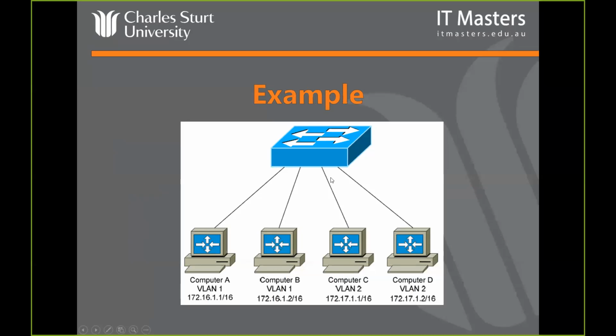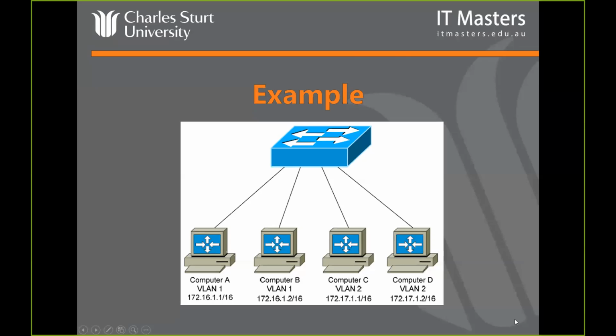So as an example, we have a switch here and we have 2 VLANs. Computer A and B are in VLAN 1, computer C and D are in VLAN 2. Now VLANs are completely intertwined with subnets and IP addresses. They are separate constructs, but they are always intertwined and always spoken about in the same breath. So you can see VLAN 1 is on a different subnet to VLAN 2. 172.16.x.x, 172.17.x.x. So it's just an example of how you've got 2 VLANs on the same switch with 2 hosts per VLAN.